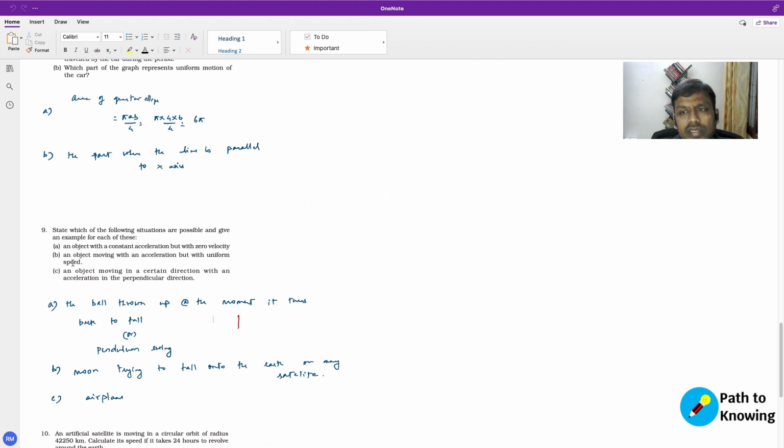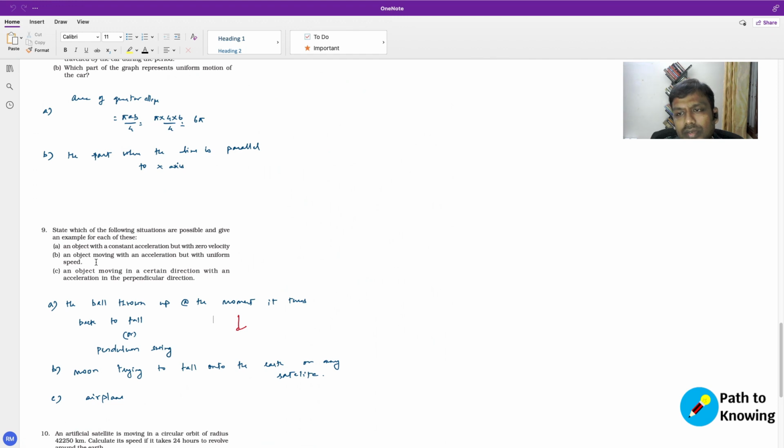An object moving with an acceleration but with uniform speed. Okay, so this is an interesting thing. What this means is that an object is moving with a certain acceleration, but the speed is uniform.